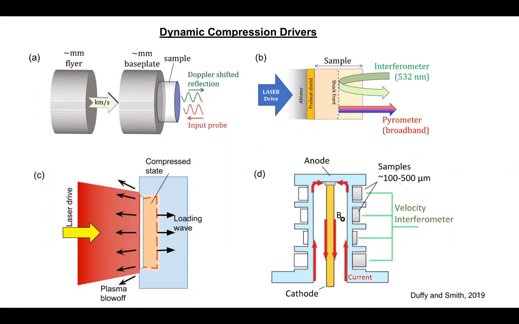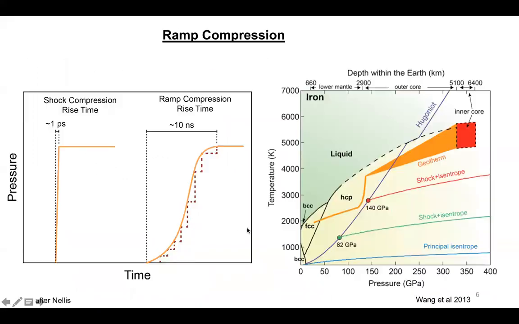And then D is a schematic illustration of a pulse power system, which provides another means to drive compression waves into a sample at a somewhat longer time scale than these laser drives. So I'll be focusing on ramp compression.